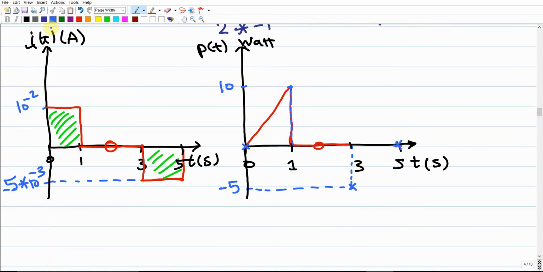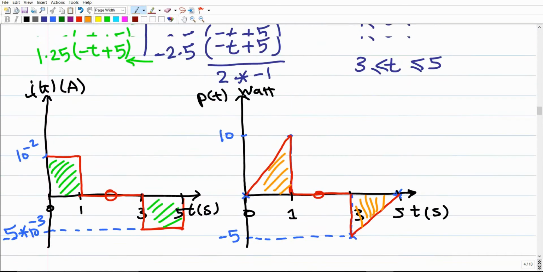So we end up with these 2 points. Your objective is just to connect them with a straight line. Why a straight line? Because this is a linear function as represented for the power function. So we're going to end up with this graph for the power: within the period from 1 to 3 it should be 0, but within the period from 0 to 1 it should be increasing up to 10, and here within the third period it should be decreasing from positive to a negative power. We're going to explain what a negative power means in a minute.